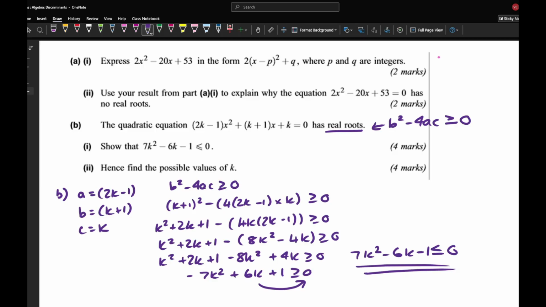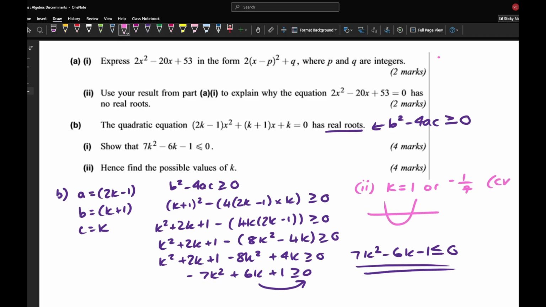It then says for part 2, find the hence possible values of k. So if I use a different colour for part 2, I then just need to solve this equation, in which I can use my calculator for that. So I've got 7, minus 6, minus 1. So that gives me critical values of 1 or minus 1 over 7, in which that's also my critical values.